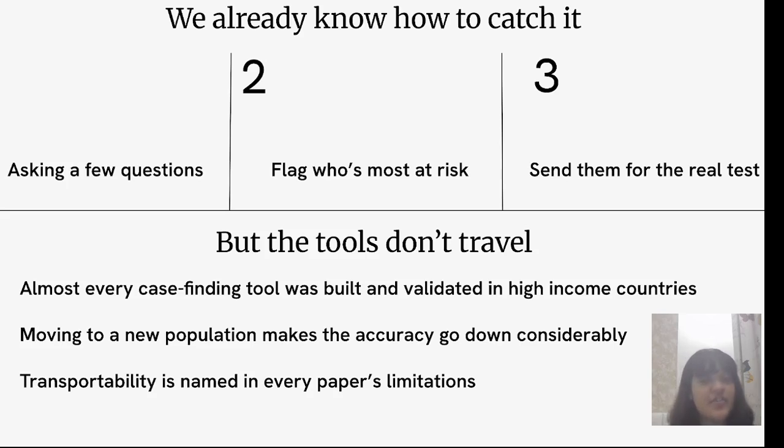But there's a little catch. Almost every one of these questionnaires was built and tested in rich countries. And a questionnaire is basically tuned to the place where it was made. If you move it somewhere else, the tuning's off. It starts missing people. And almost every study admits this in the limitation section. But none of them have fixed it. And that's what our project does.